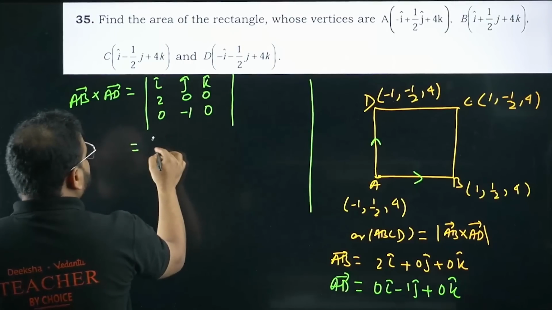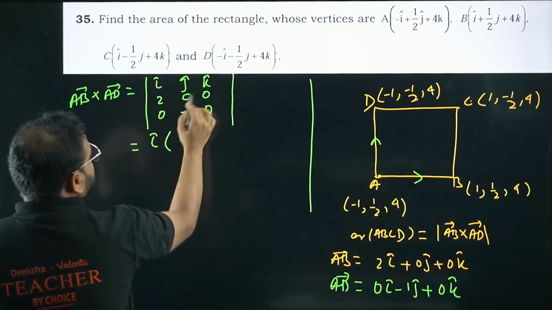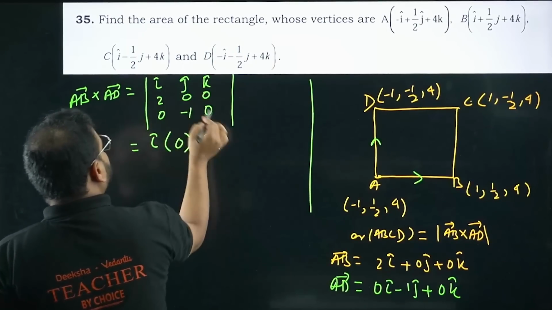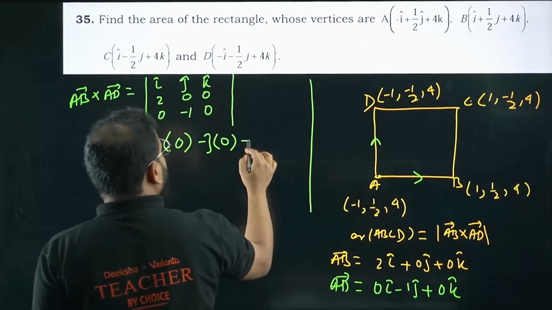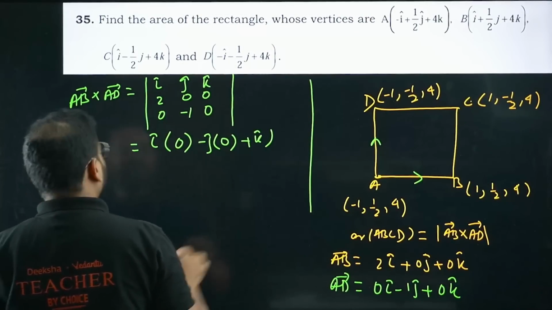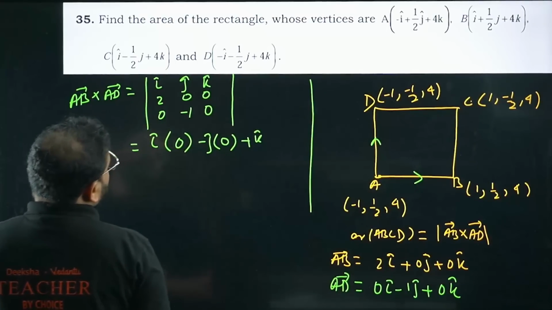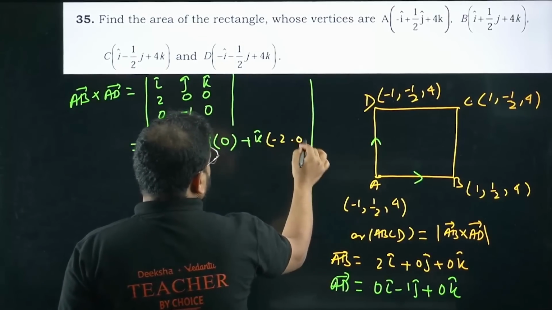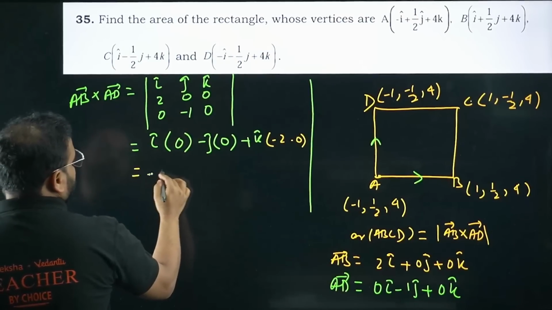Solve this with i cap. What I have, this and this is cancelled, so 0 minus 0, so whole thing is 0. With j cap, what I have, 0 minus 0, again 0. With k cap, what I have, please check, I have minus 2 minus 0. So I'm getting this answer to be minus 2 k cap.